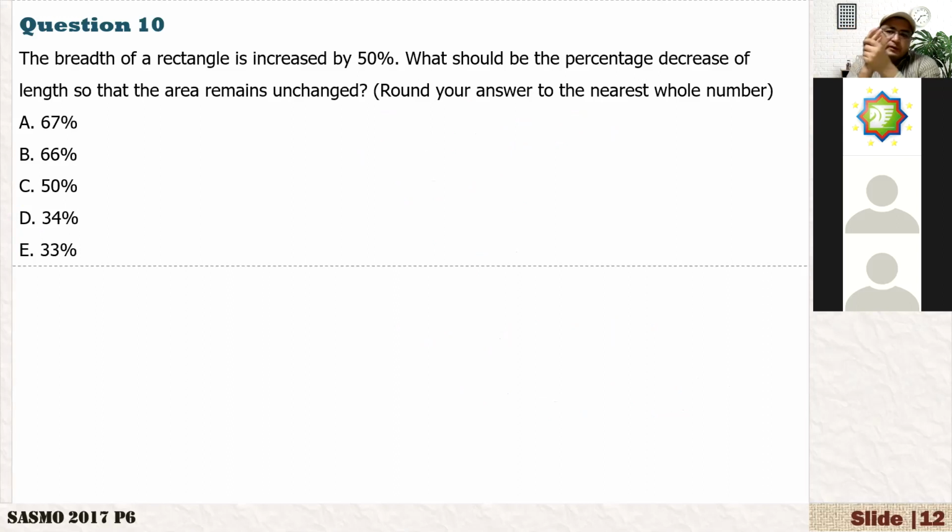Okay. The breadth of a rectangle is increased by 50%. What should be the percentage decrease of length so that the area remains unchanged? Round your answer to the nearest whole number. Guys, can you do this and write your answer in the chat box? That's also a little bit of a tricky question. A lot of students make a mistake.